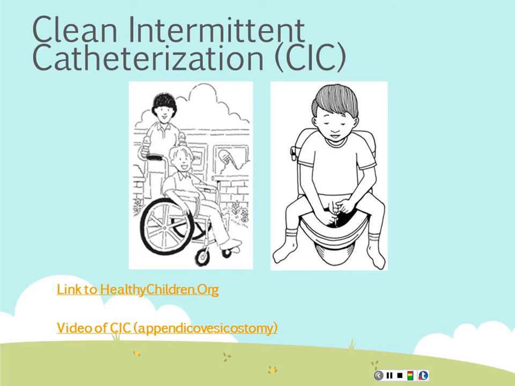They may cath urethrally, or they may cath through an appendicovesicostomy. That is an augmentation where they have augmented a piece of bowel through the appendix to the bladder, and they bring it out right around their belly button, and they are able to stick the catheter in right around their belly button. It goes down to their bladder, and they're able to catheterize themselves.